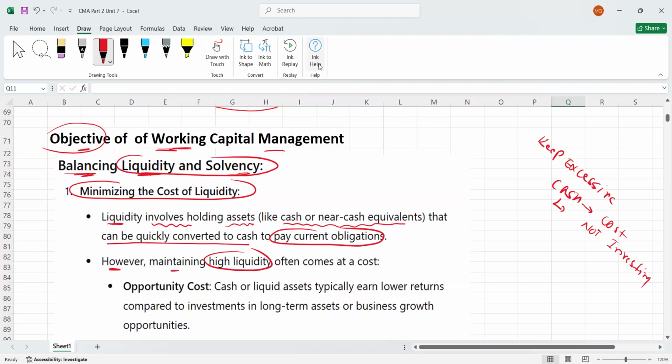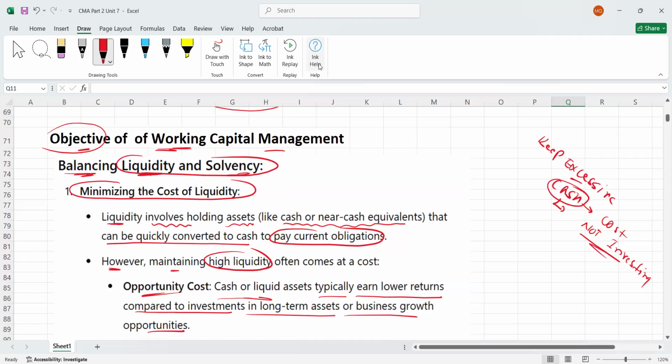Now here, however, maintaining high liquidity. If you maintain high liquidity, as I gave you the example, if you keep excessive cash with you, you will incur the opportunity cost. I have explained what opportunity cost is, because cash or liquid assets typically earn lower returns compared to investments in long-term assets or business growth opportunities. Let's assume you are keeping idle cash with you. The first cost is that, because you are not investing, you are losing the opportunity to earn a return and profit.